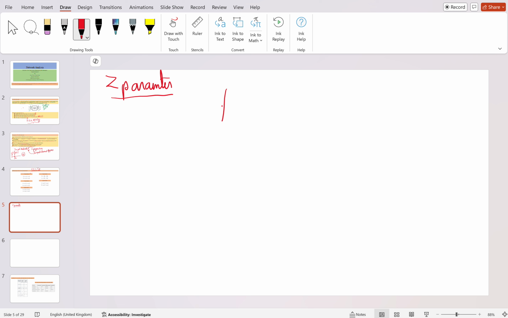In this two-port network, which we've seen like this, this is the voltage across it, V1. This is the voltage across it, V2. The current which is injected here is I1, and the current which is injected here is I2. And this is the two-port network.